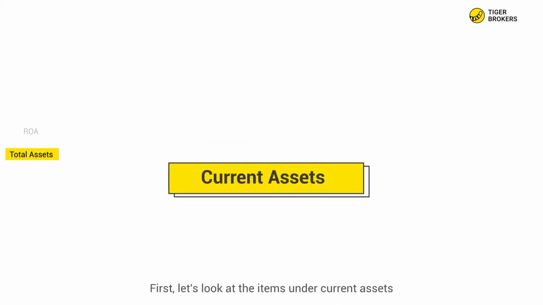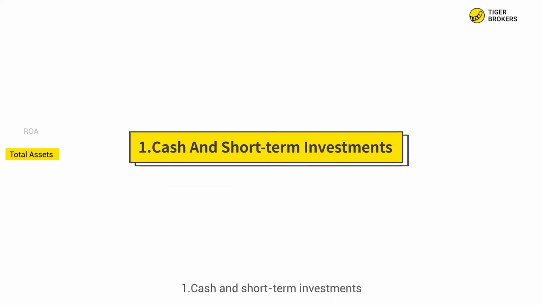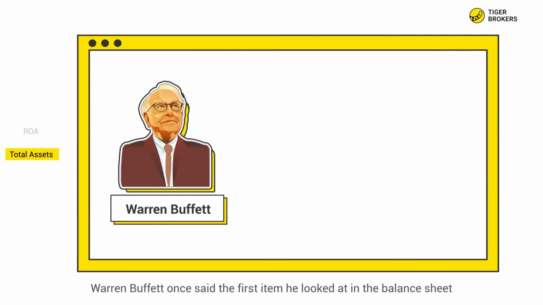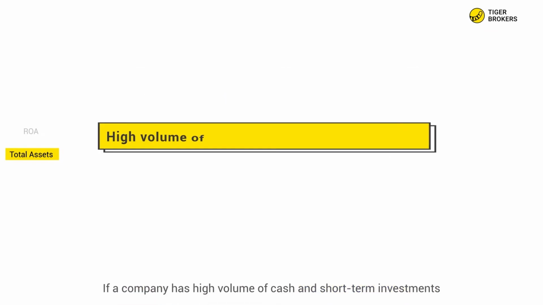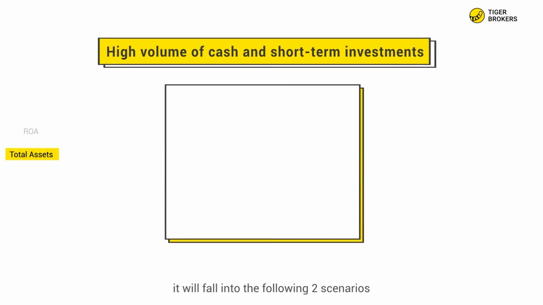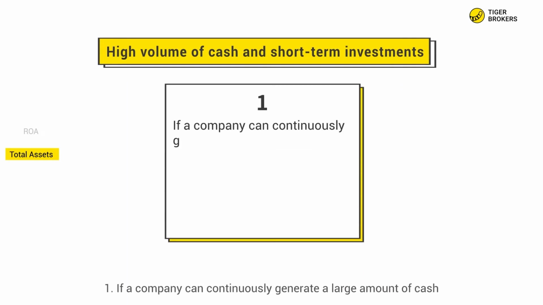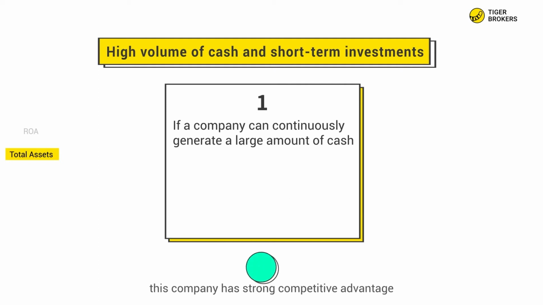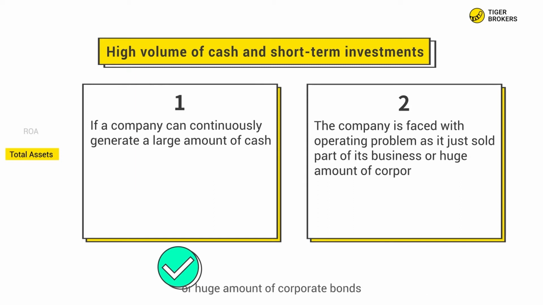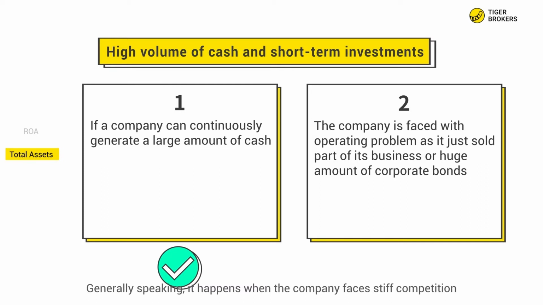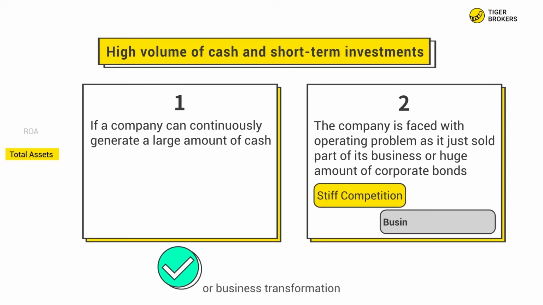First, let's look at the items under current assets. 1. Cash and short-term investments. Warren Buffett once said the first item he looked at in the balance sheet is the amount of cash and short-term investments. If a company has high volume of cash and short-term investments, it will fall into the following 2 scenarios. 1. If a company can continuously generate a large amount of cash, this company has strong competitive advantage. 2. The company is faced with operating problem as it just sold part of its business or huge amount of corporate bonds. Generally speaking, it happens when the company faces stiff competition or business transformation. In both cases, the company is having a hard time.